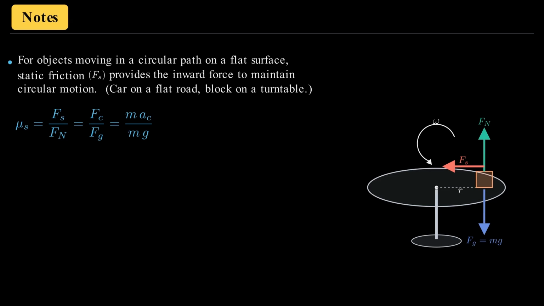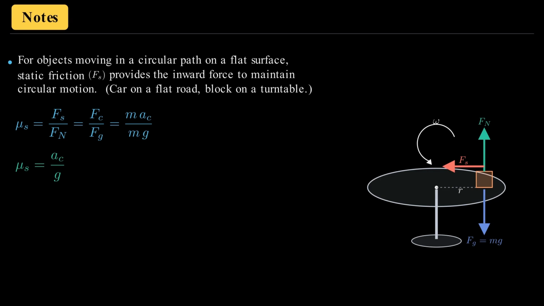So what we are left with is Fc divided by Fg, and Fc is equal to m multiplied by AC, and Fg is m multiplied by g. Now the two masses cancel. You are left with μs, which is equal to AC divided by g. Now there are two ways you can express this equation.